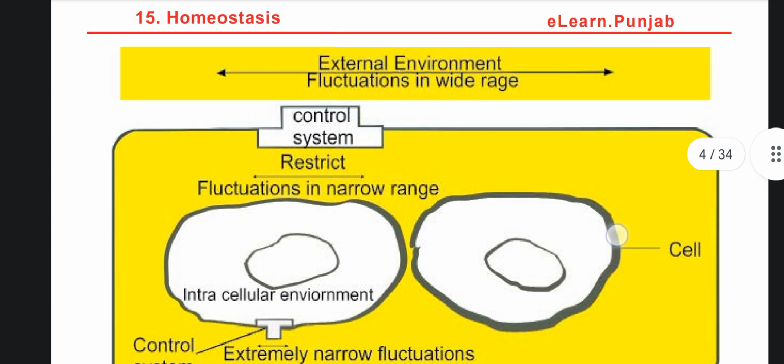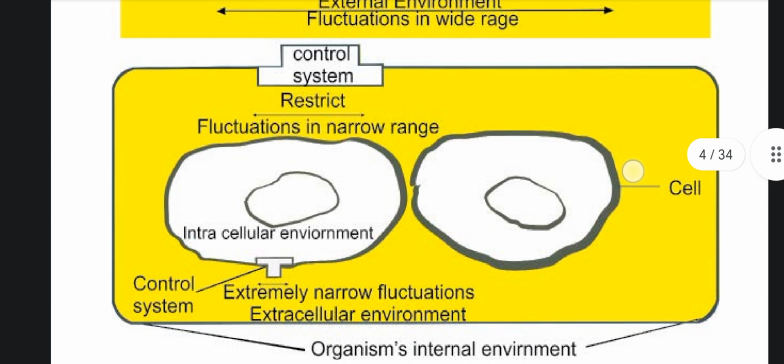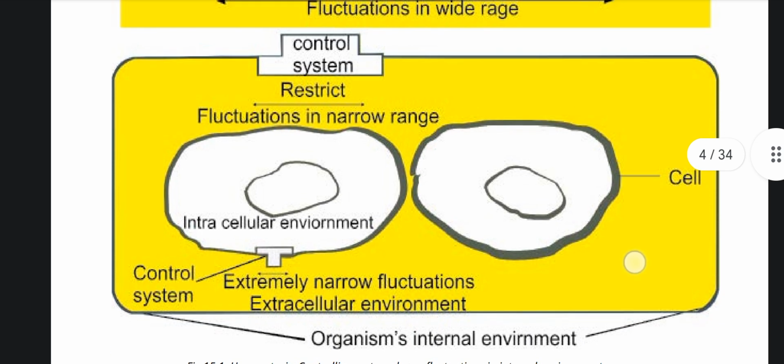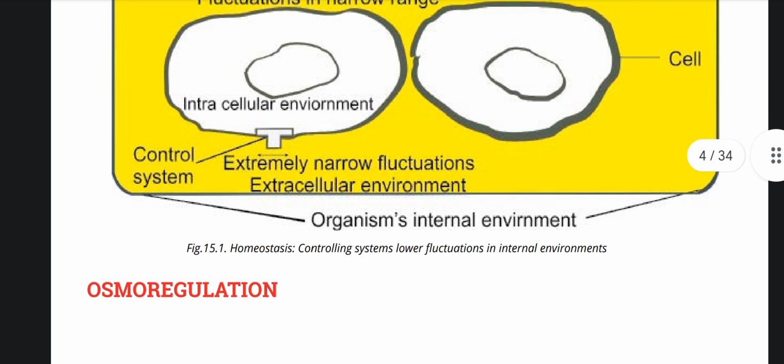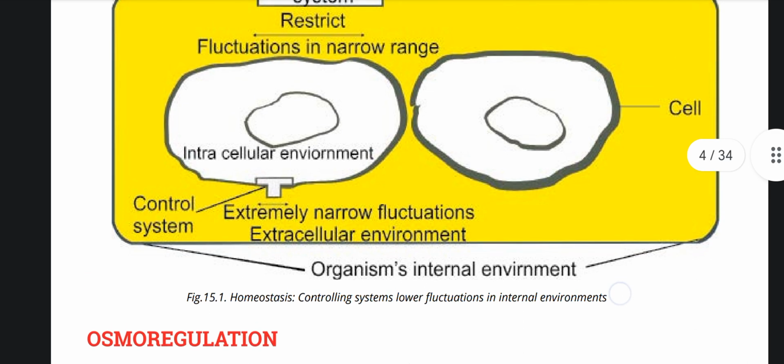External environment fluctuations in a wide range, fluctuations in a narrow range restricted by the control system, the controlling system lowers fluctuations in the internal environment.